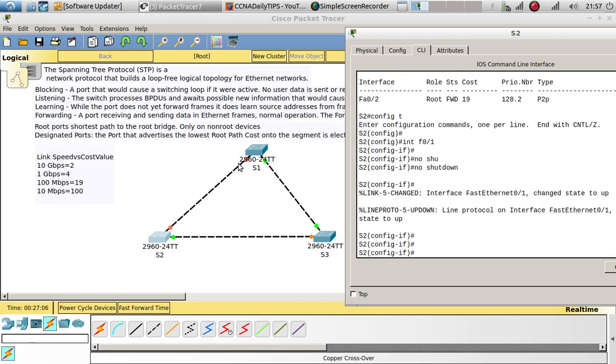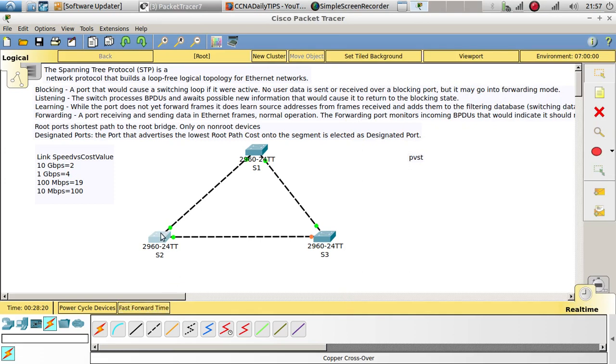Right, and when we do a no shutdown again, what's going to happen is the port will go from the blocking state to the listening state, then the learning state, and then the forwarding state, and that should take about 30 to 50 seconds, but I'm just going to fast forward, and there we go.